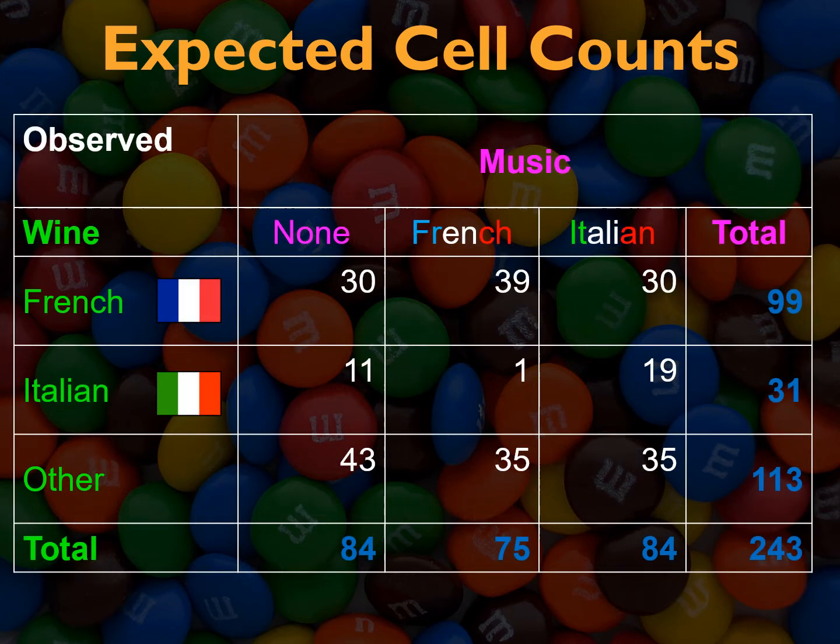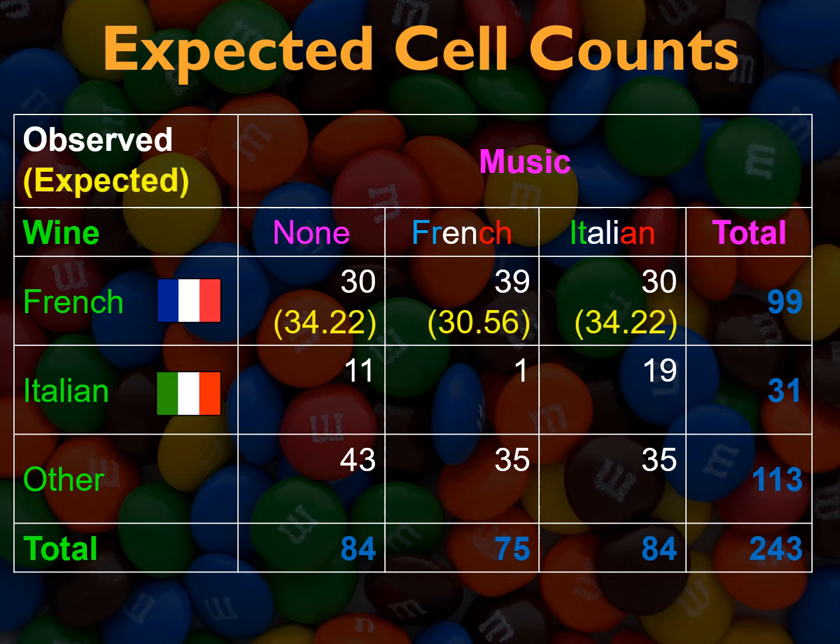So once again, here are the observed cell counts. Now to find the expected counts for each cell, we're going to take the row total times the column total and divide it by the table total. So for French wine, you can see those are the expected counts.